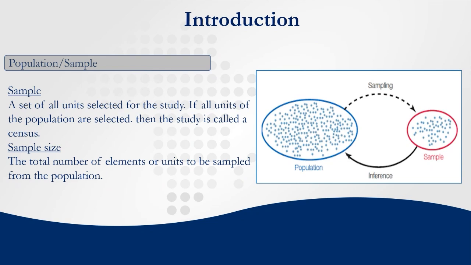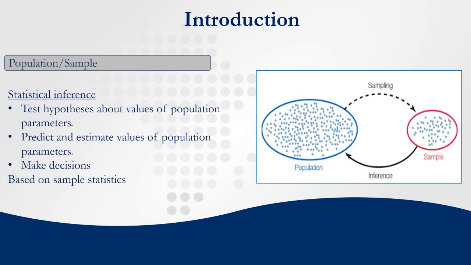So the sample will then be a subset of the population. And if you do not take a sample, then we say you have a census. The sample size will depend on the estimation. So as I've said, the interest is in making inferences about the population. So we test hypotheses about values of population parameters. I will explain population parameters. Or we predict and estimate values of population parameters, and we make decisions based on sample statistics. I will come to that.